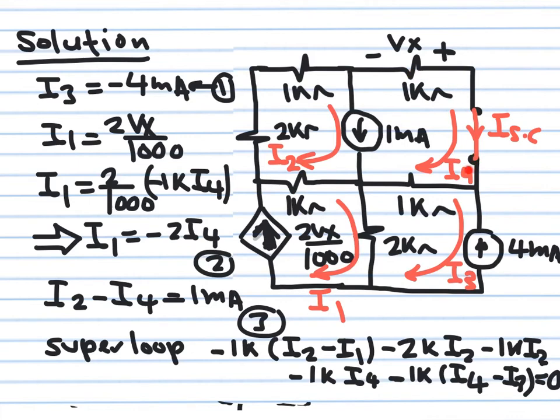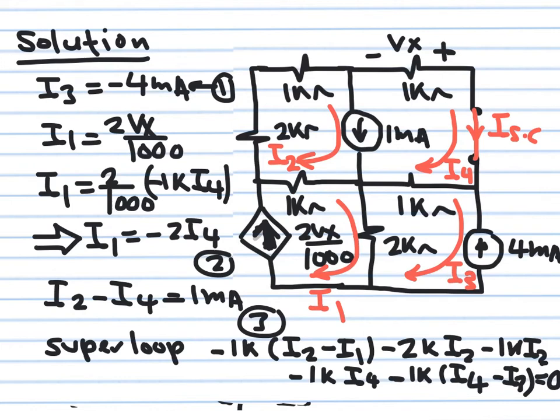I have a number of drops, 1, 2, 3, 4, 5. I'm going to sum them. This one here will be minus 1K multiplying I4 minus I3. This one here will be minus 1K multiplying I2 minus I1. This one here will be minus 2K multiplying I2. This one here will be minus 1K multiplying I2. This one here will be minus 1K multiplying I4, and the sum of all these is equal to 0.